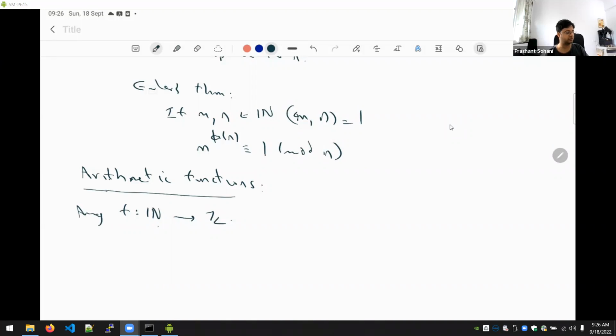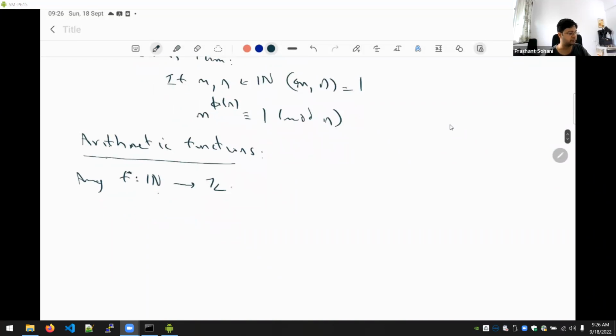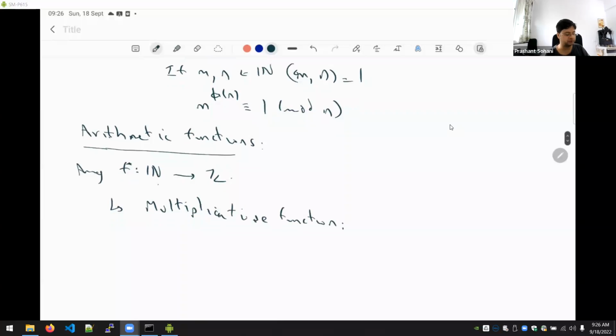This is a very broad definition, and it's very easy to define very crazy functions also. But some particular functions are of use to us, and those form a part of this arithmetic function. In particular, two kinds of arithmetic functions are useful. One is called multiplicative functions. A multiplicative function, as the name suggests, has something to do with product.